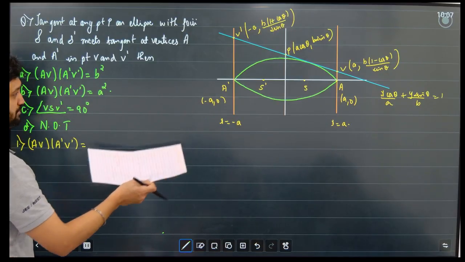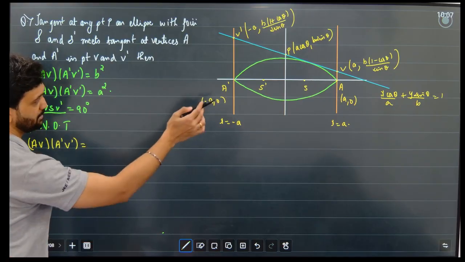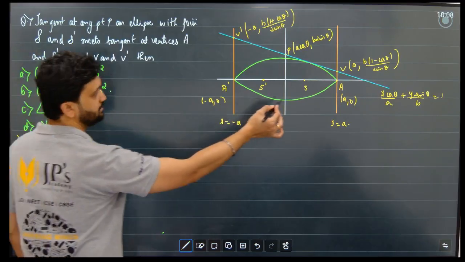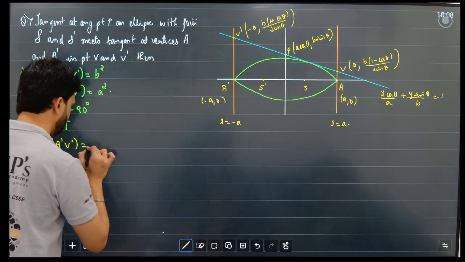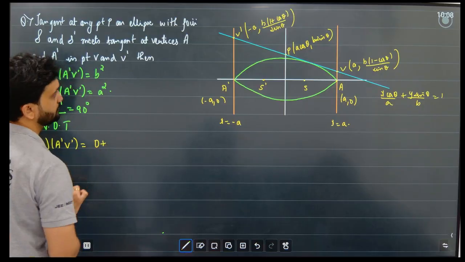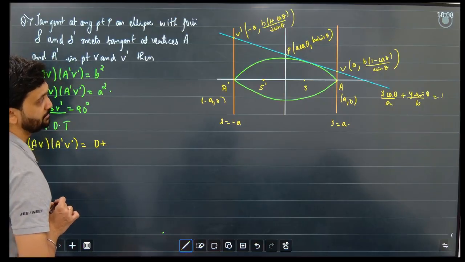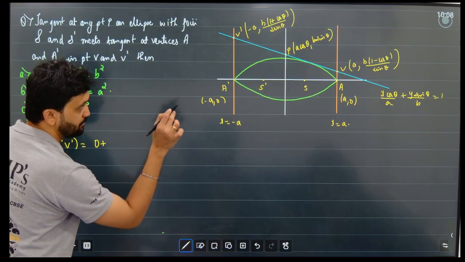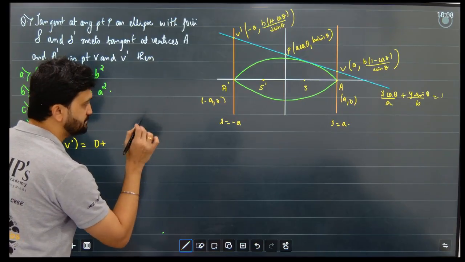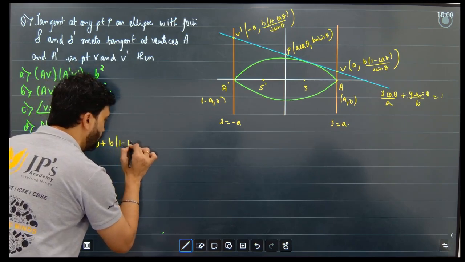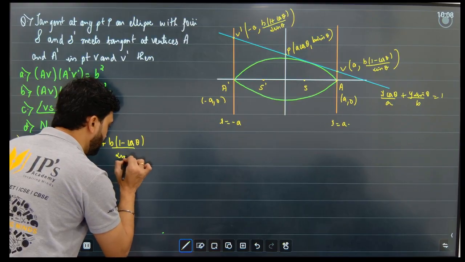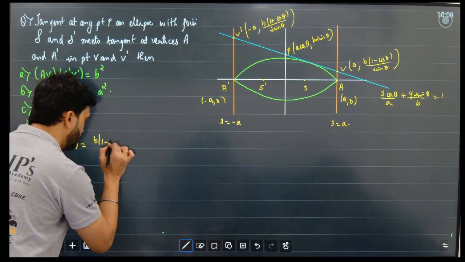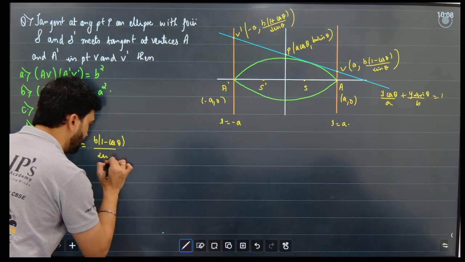So if I solve slope of AV, or if you want to define a distance formula, that's up to you. If I find slope of AV, it will become y2 minus y1 upon x2 minus x1. Let's find the distance formula. It will become 0 plus, and if I solve this, it will become b square 1 minus cos theta upon sin theta. So a minus a is 0, and under root of b square will become b into 1 minus cos theta upon sin theta. In other words, I can directly write it as b into 1 minus cos theta upon sin theta.